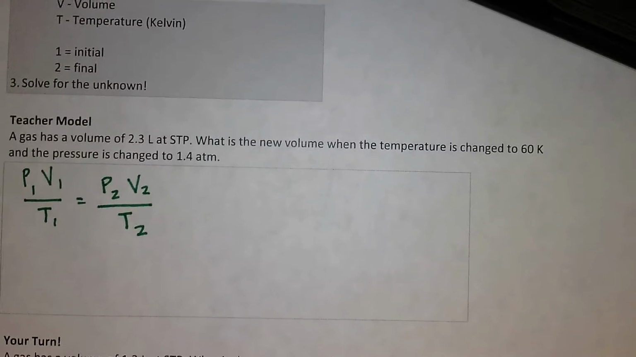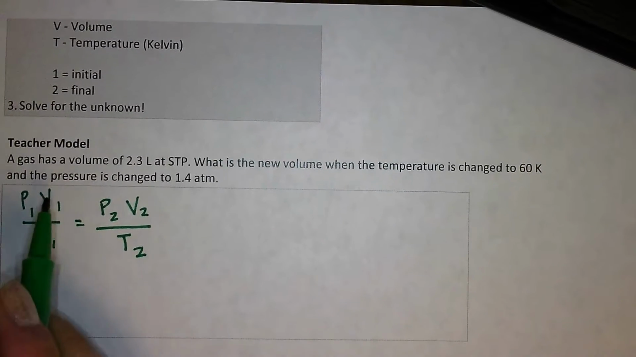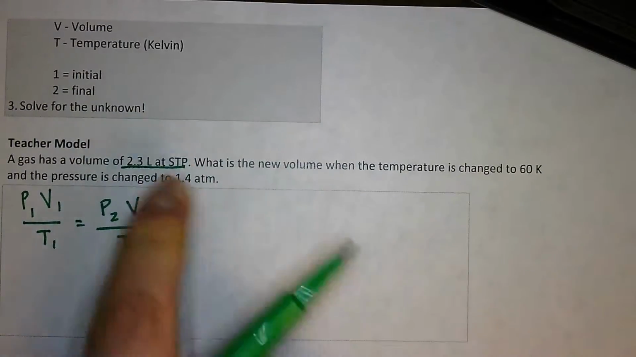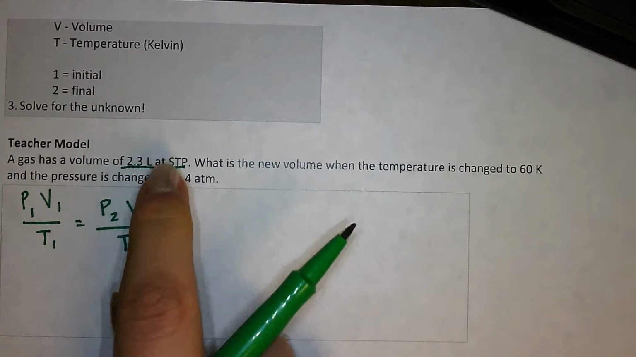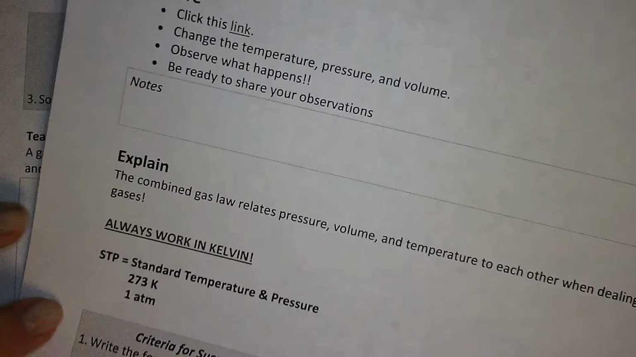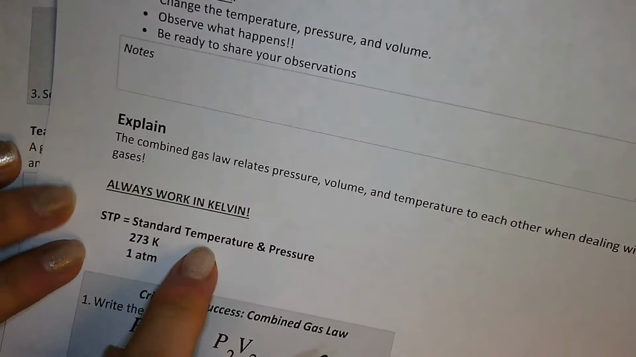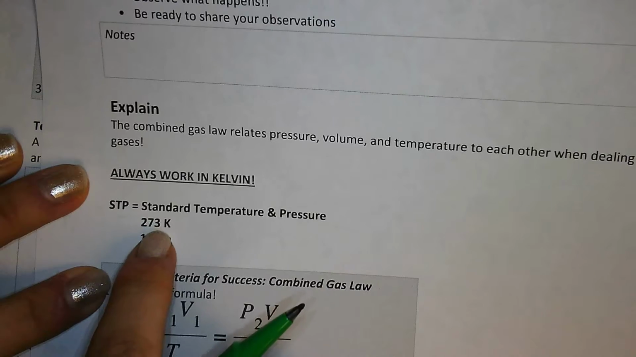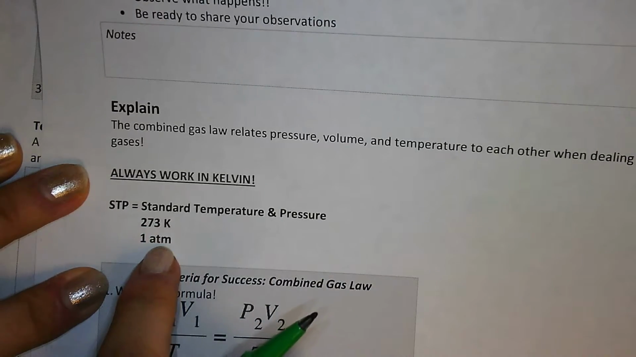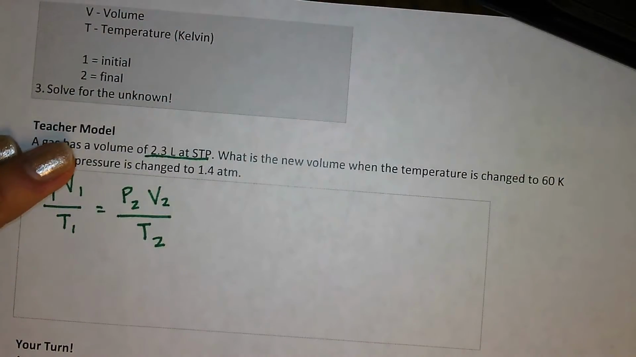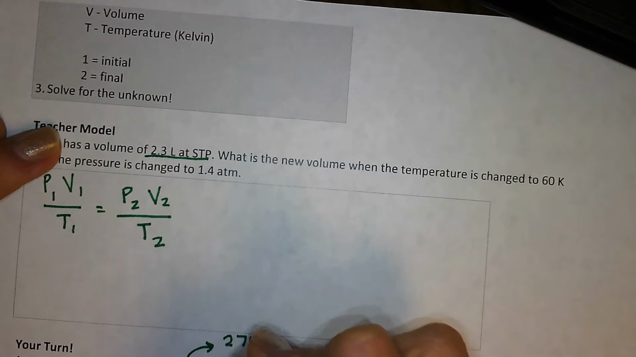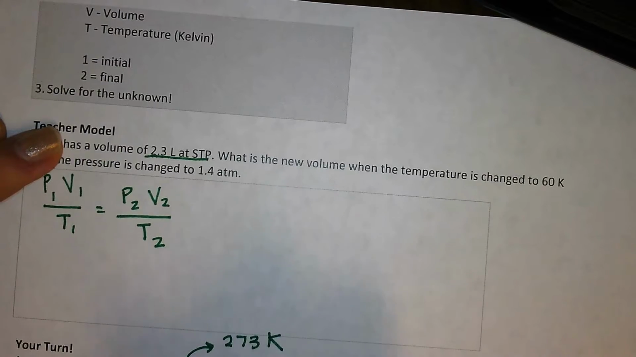So a gas has a volume of 2.3 liters at STP. We discussed that STP already means standard temperature and pressure: my temperature is 273 Kelvin and my pressure is 1 atmosphere. So let me do that. STP means that my temperature is 273 Kelvin and my pressure is 1 atm.